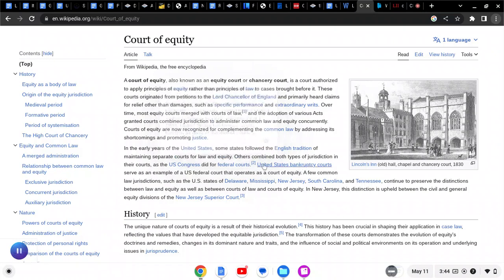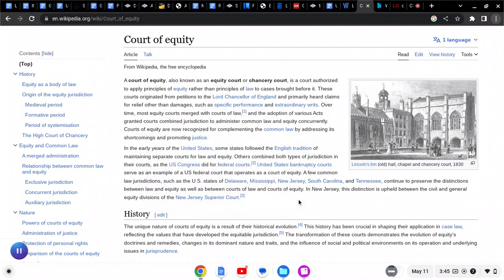United States Bankruptcy Court serve as an example of a U.S. federal court that operates as a court of equity. A few common law jurisdictions, such as U.S. states of Delaware, Mississippi, New Jersey, South Carolina, and Tennessee, continue to preserve the distinctions between law and equity, as well as between courts of law and courts of equity. In New Jersey, this distinction is upheld between the civil and general equity divisions of the New Jersey Superior Court.